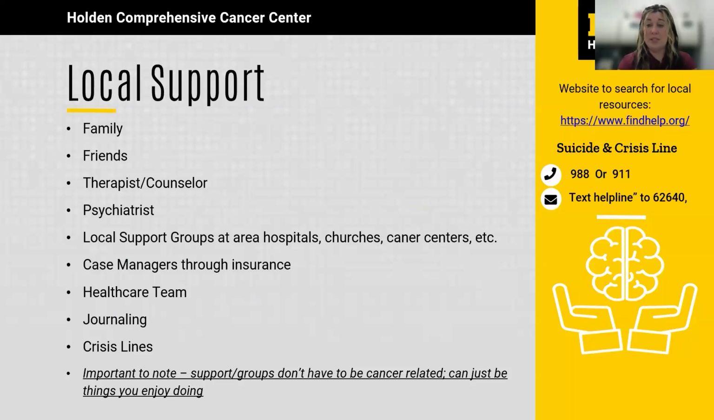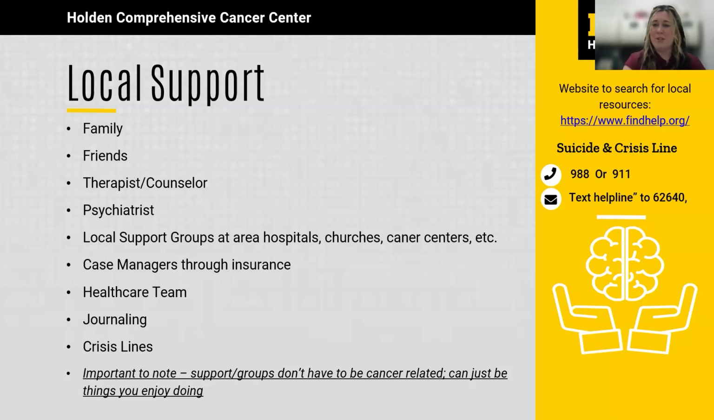Who do we all have for support? I think sometimes when we talk about those support people, people forget everybody that's around us. We're thinking of just the people in our home. We've got family, extended family, immediate family, friends. We have therapists and counselors. We have our psychiatrists. We have local support groups. They can be through the hospital, the churches, the cancer centers, all those little programs that I just told you about for LLS and ACS and all those.